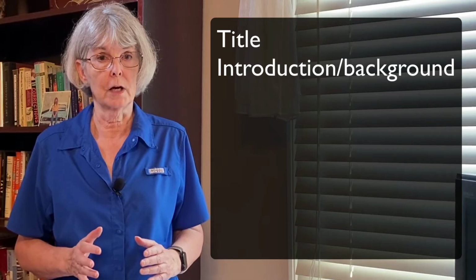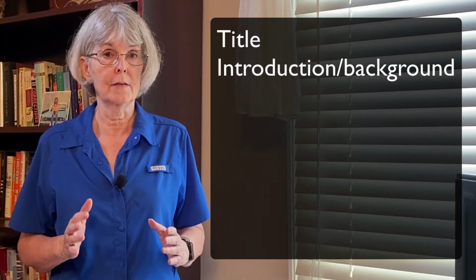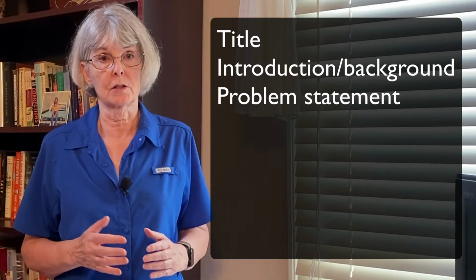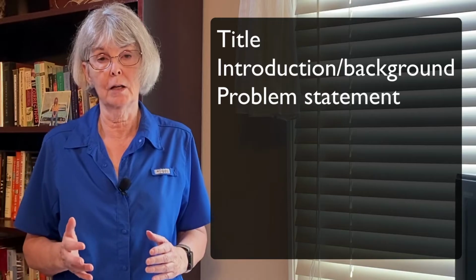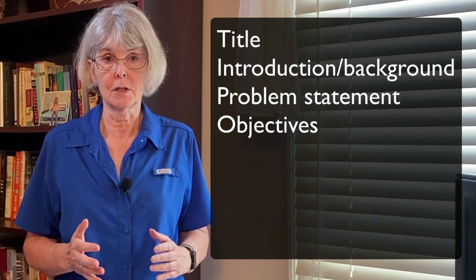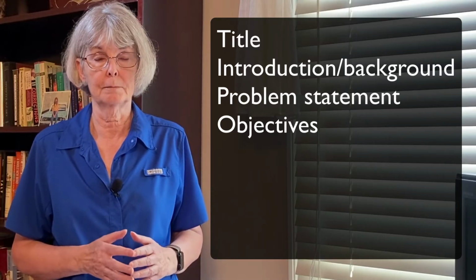Here are the key elements of an executive summary. The proposal should have a concise descriptive title that reflects the essence of the project. The introduction or background provides context and explains why the topic is important. The problem statement explains the specific problem or gap in knowledge that the research will address. The objectives summarize the research questions, objectives, or hypotheses.